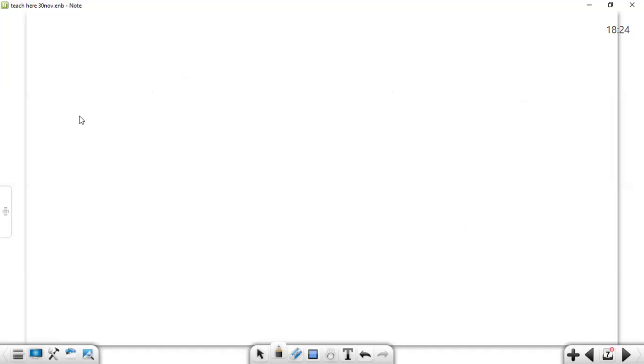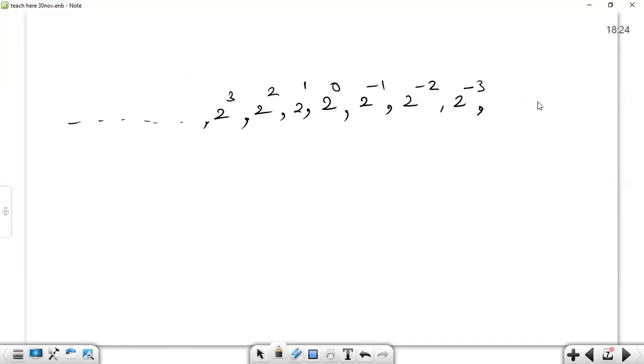So first of all, a binary number system starts from 2 raised power 0, 2 raised power 1, and 2 raised power 2, 2 raised power 3. It goes on and on. And if power is increasing in this direction, then the power may also be negative sometimes. And when that will happen, I'll cover later.